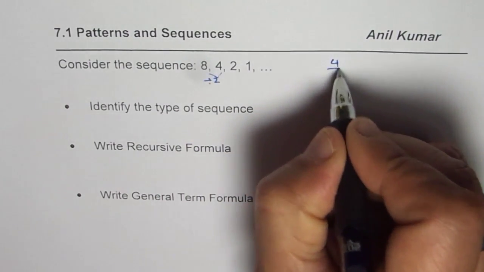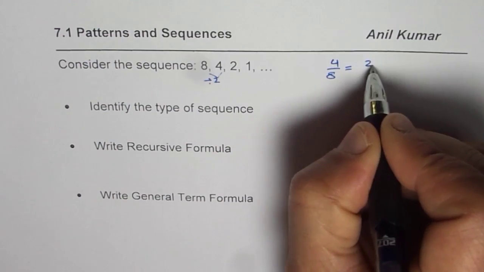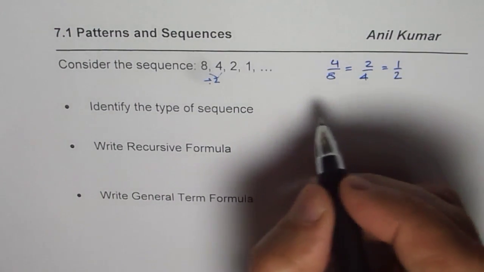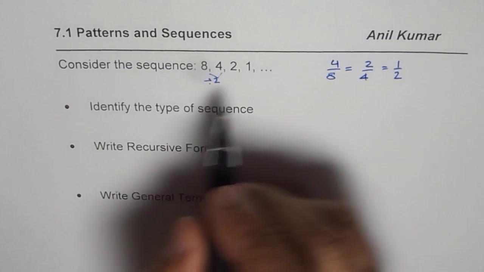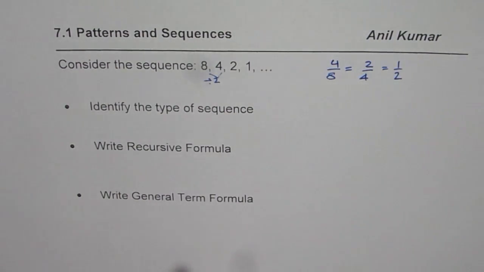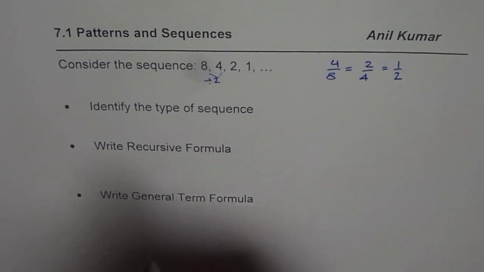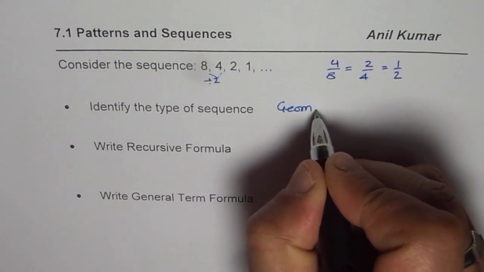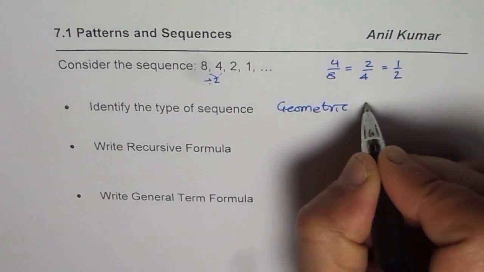So we have 4 over 8 is equal to 2 over 4, which is equal to 1 over 2. So there is a constant ratio by which each previous number is multiplied to get the next number. Since it is being multiplied by a constant number, we know it is a geometric sequence, right? That is by definition of geometric sequence.